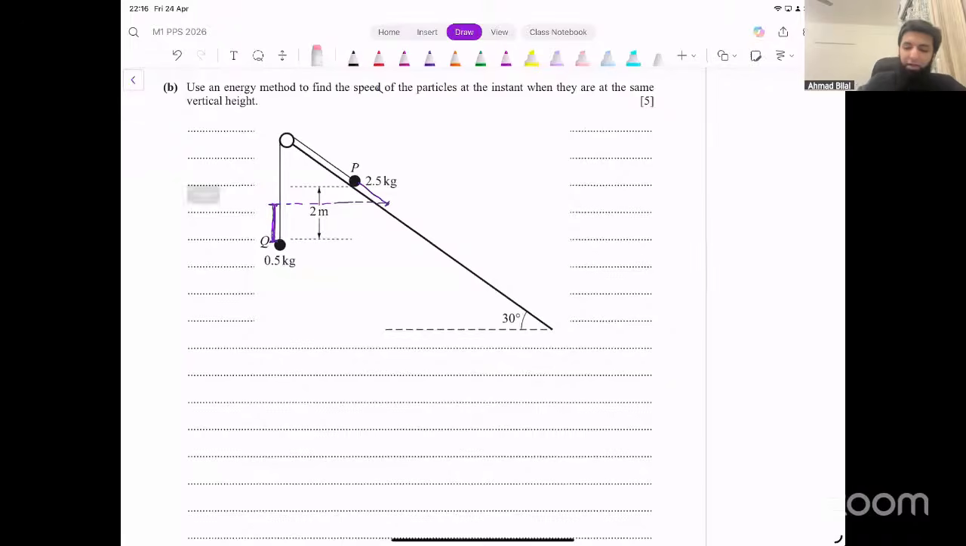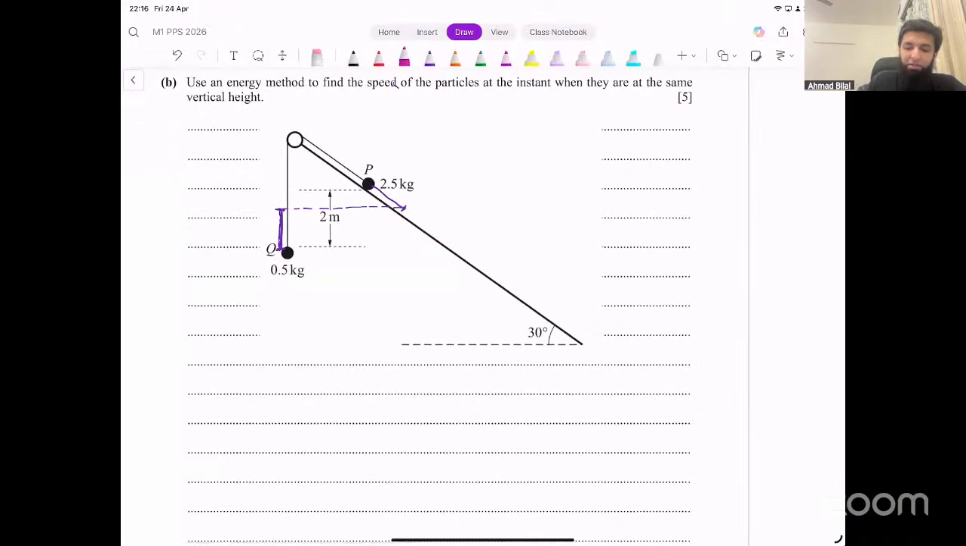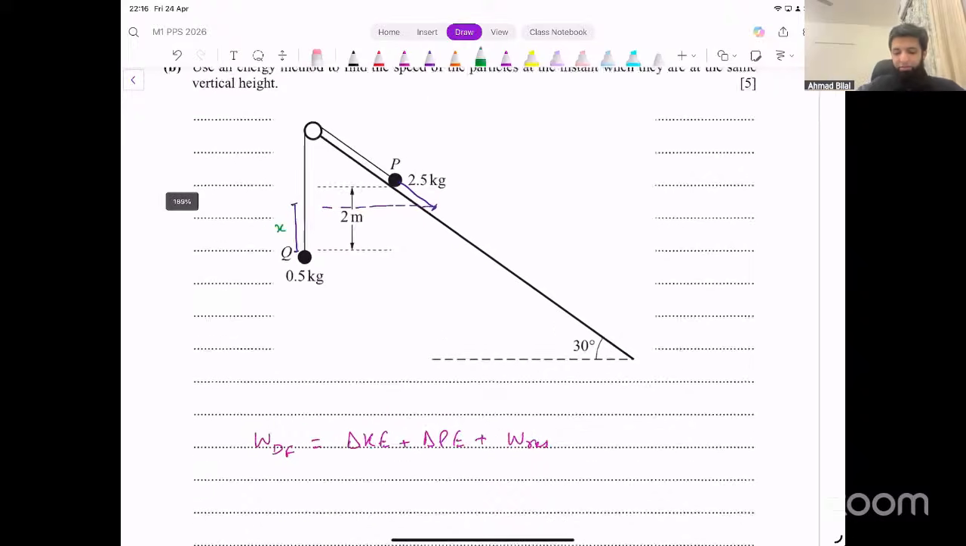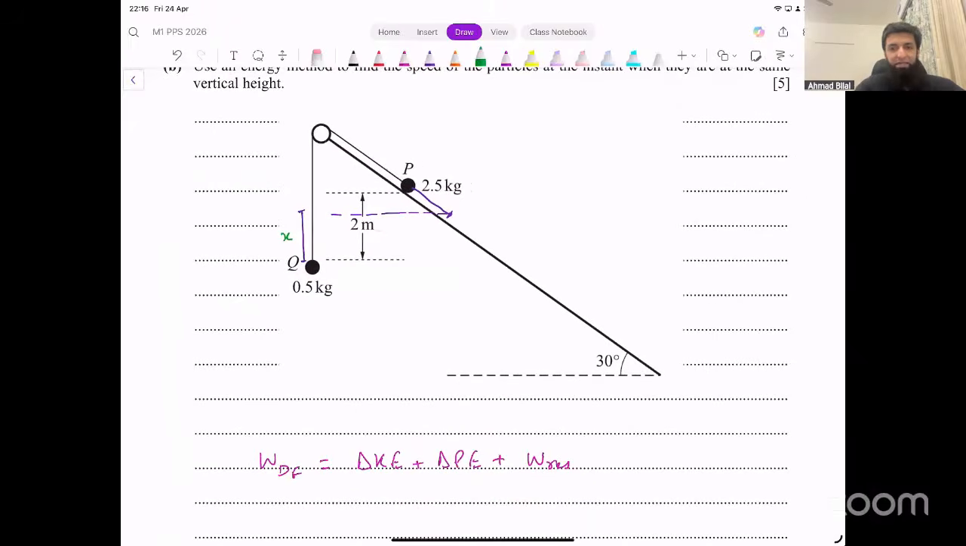Okay. Now, if we want to use an energy method, that means the work energy principle. We just have to input values in this work energy principle. Work done by driving force is equal to change in kinetic energy plus change in potential energy plus work done against resistance. Now, let's suppose Q moves up by X units. We need that change in height. Why? Because for change in potential energy, we need the change in height, right?